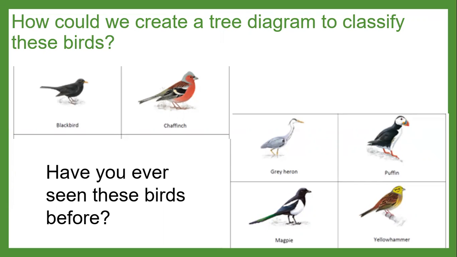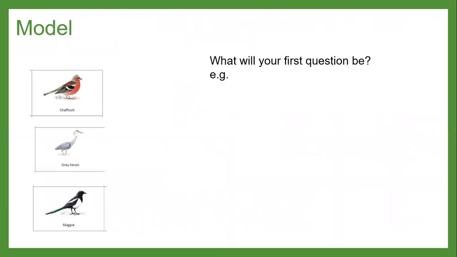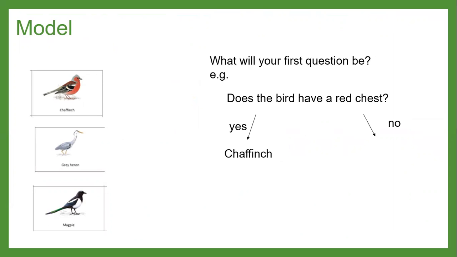Okay. Let's have a look then. How will we classify them? So I've taken 3 of them. I've taken the chaffinch, the grey heron, and a magpie. So what's my first question going to be? Look at the 3 pictures. What stands out? I'm going to say, does my bird have a red chest? And my answer is either going to be yes or no. So if my bird has a red chest, yes, well done, it's a chaffinch.